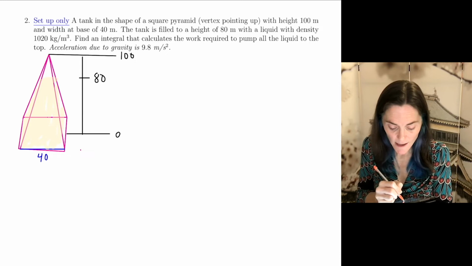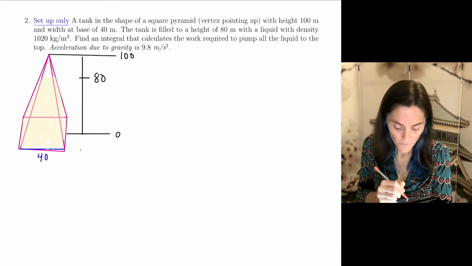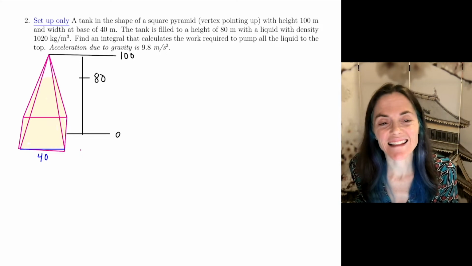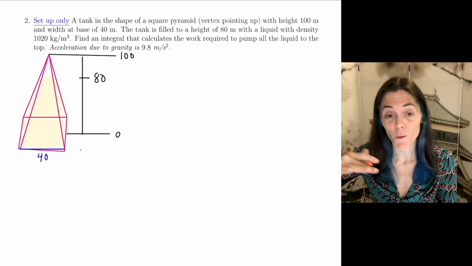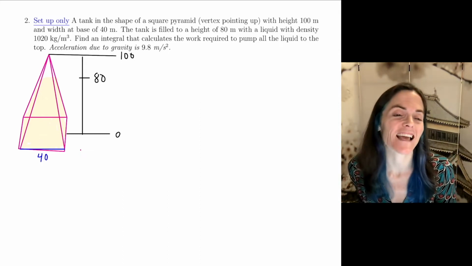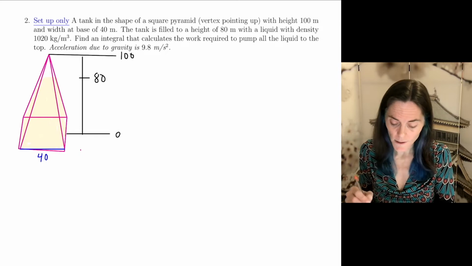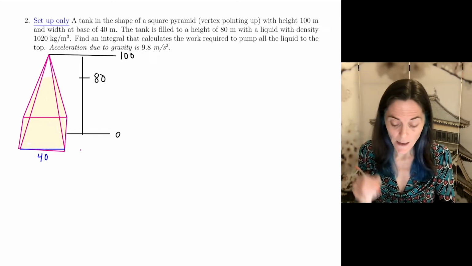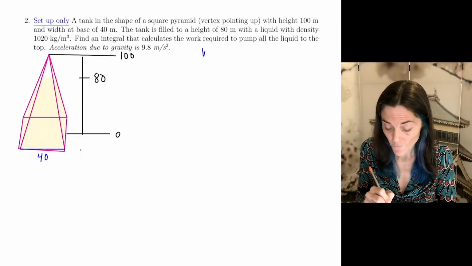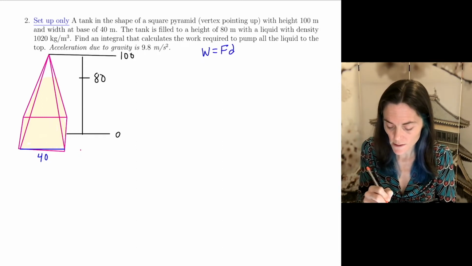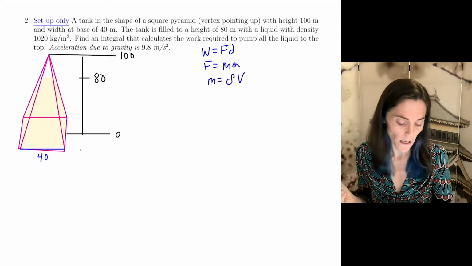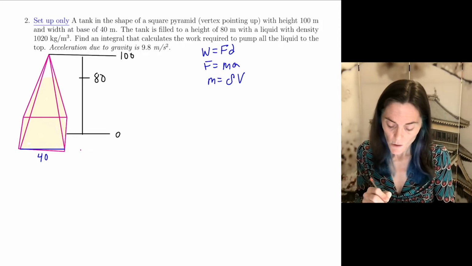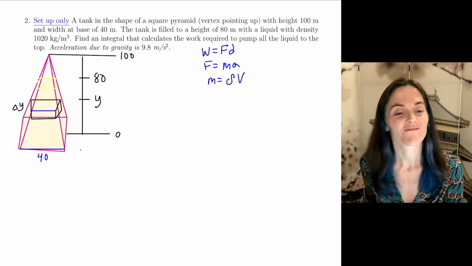I'm given the density of my liquid in the problem. And then the final thing, there's no spout at the top. We just find an integral that calculates the work required to pump to the top of the tank. So I begin very similar. Now this one, because it is metric, maybe I will remind you of some formulas. We have work is force times distance. Force is mass times acceleration, and mass is density times volume. And we're going to use all of this here.